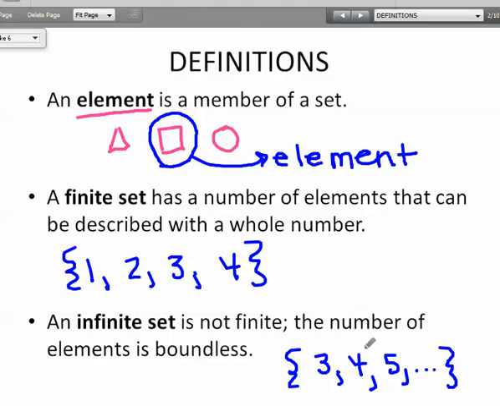So that's what you need to know. You need to know an element is one piece of the pie. A finite set is when there are just a specific number of elements. And an infinite set means it goes forever and beyond, to infinity and beyond.